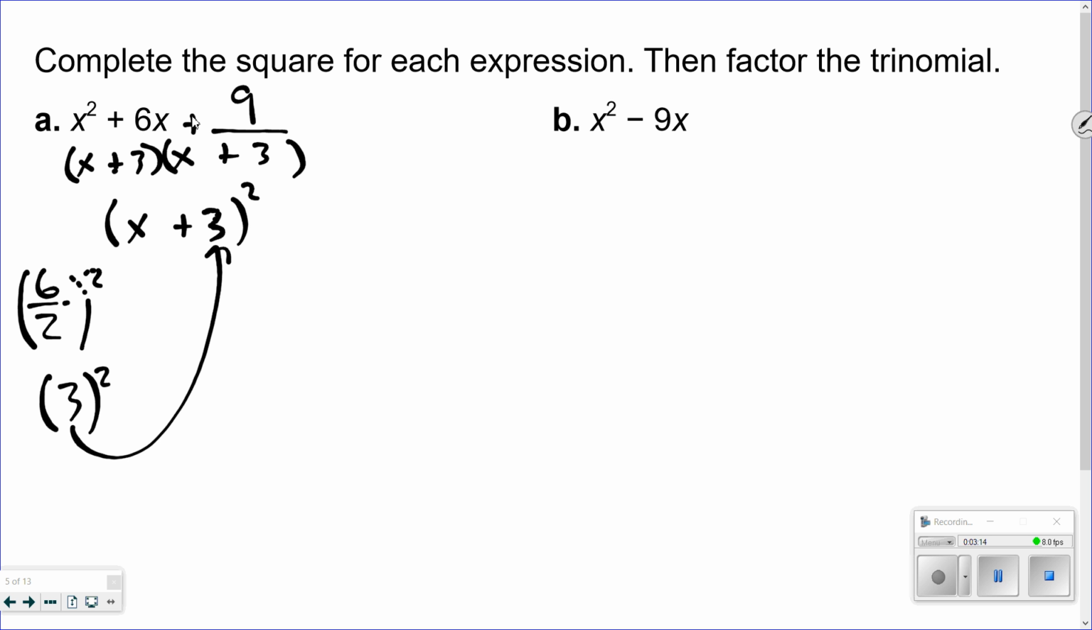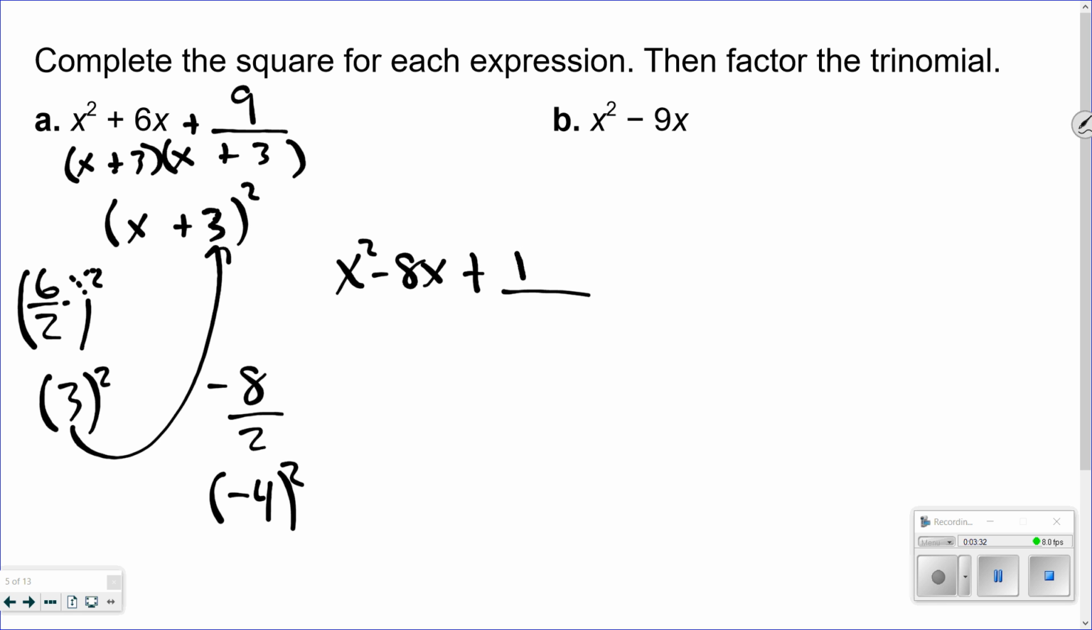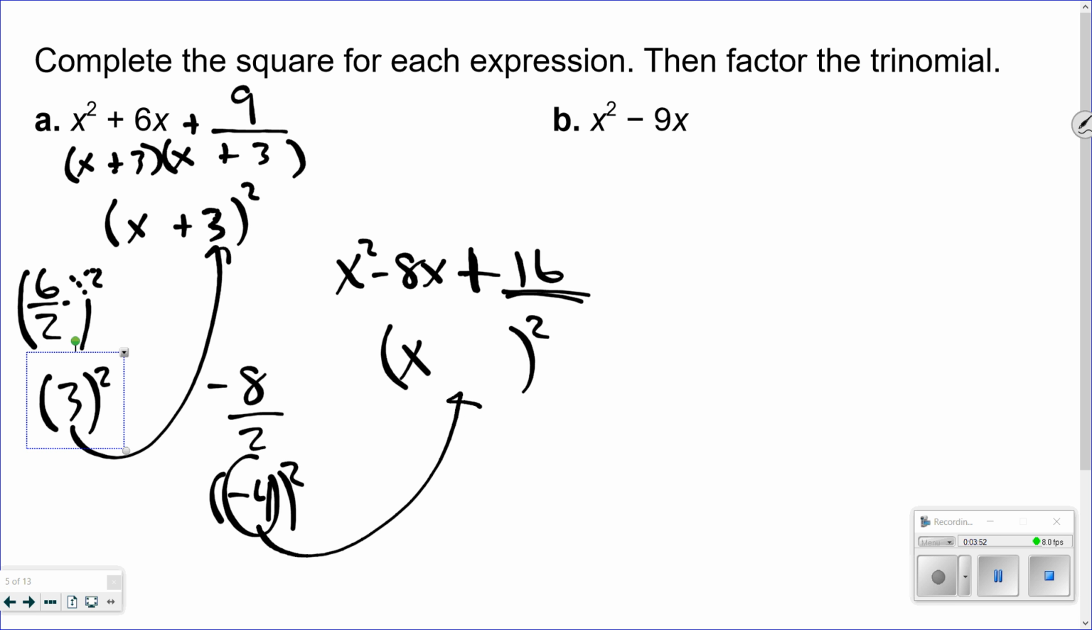Let's try another one. We'll put down x squared minus 8x plus something. The way we do this is we take half the middle number, which is negative 4, and then we square it. Negative 4 times negative 4 is a positive 16, so it'll always be a plus, right? A positive times a positive is a positive, or a negative times a negative gives me a positive. Then when I go to factor, I'm going to skip the middle step because I just made that a perfect square by adding 16. We put an x there, and then this number right here is what goes right there. So it's x minus 4 squared.